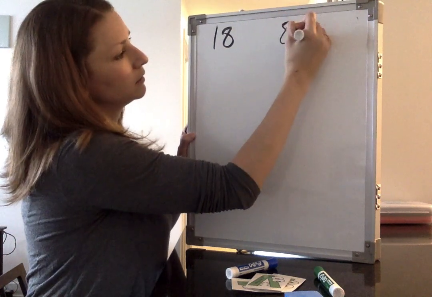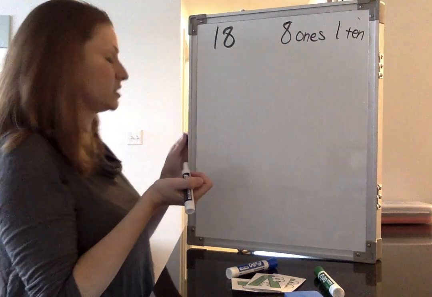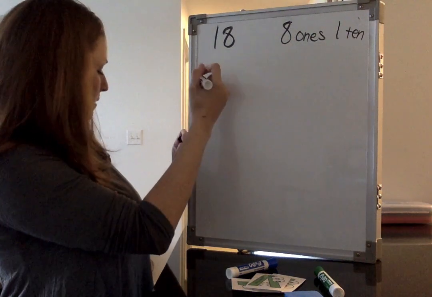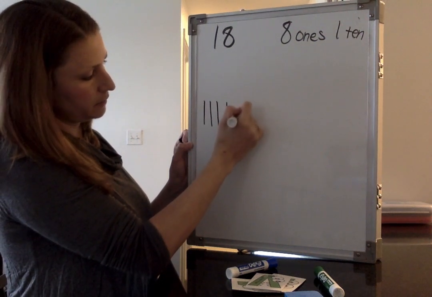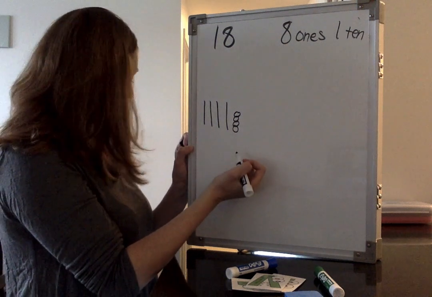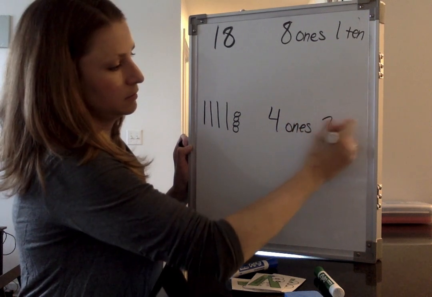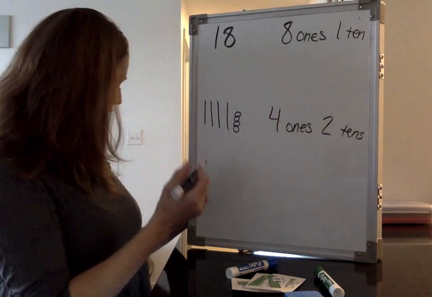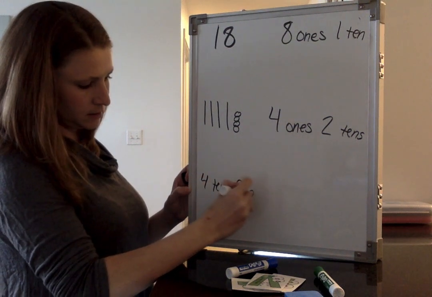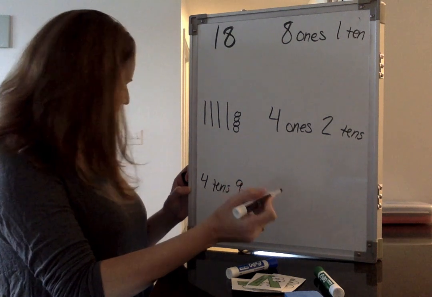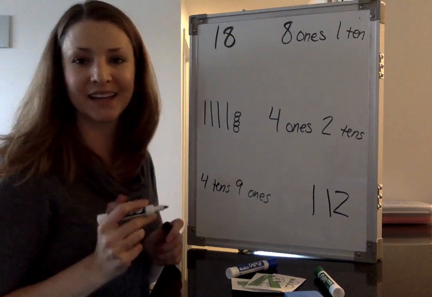18, 8 ones, 1 ten. Write these out with me. That's our first problem. All right, I'm gonna draw this one. That's 4 tens and 4 ones. And then I'm gonna write this one out. See who I can trick. This one's gonna be 4 tens, 9 ones. Ooh, and this big number here. Let's see who I can trick.